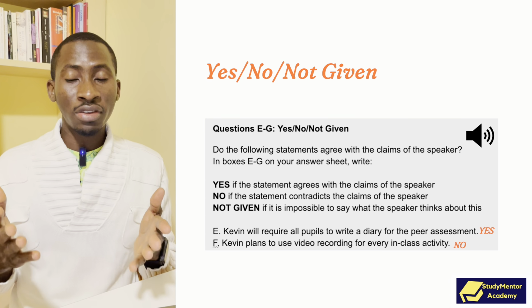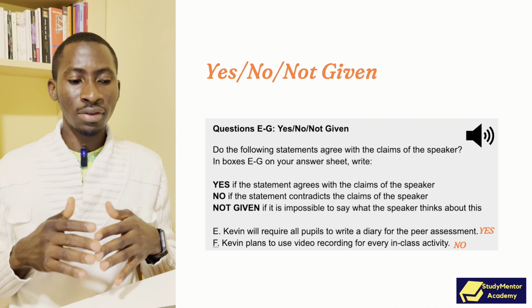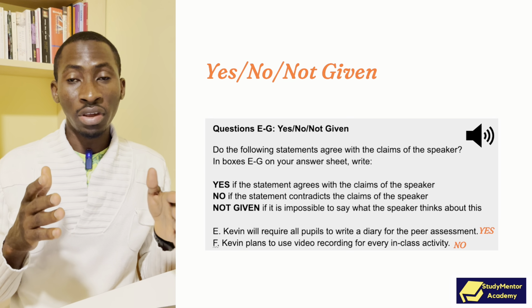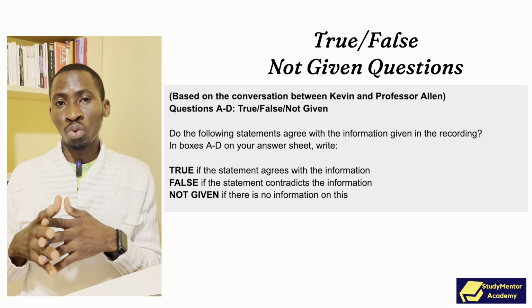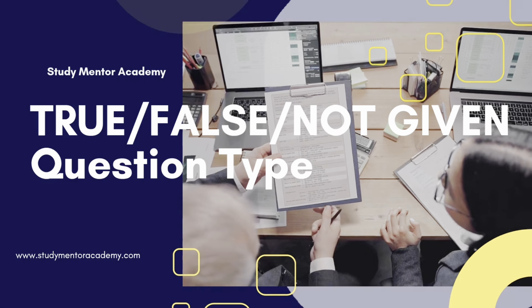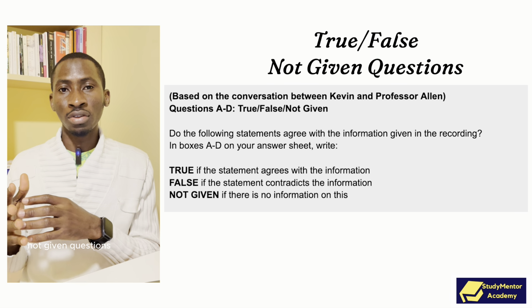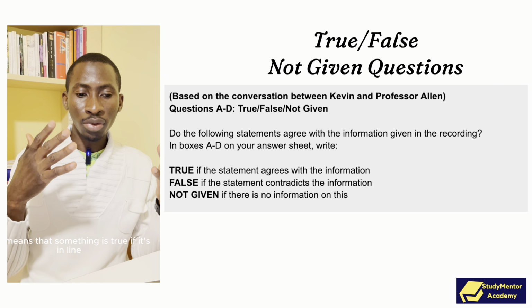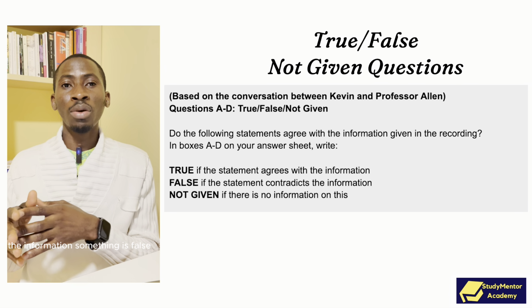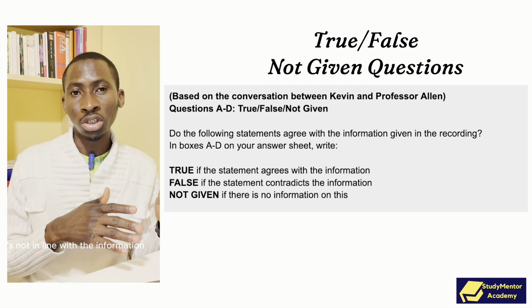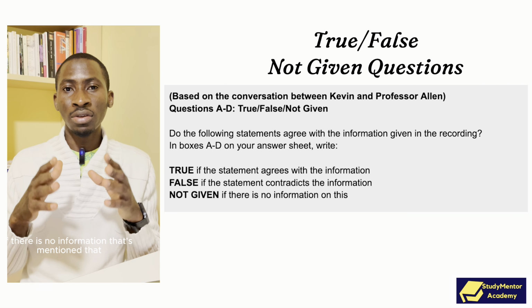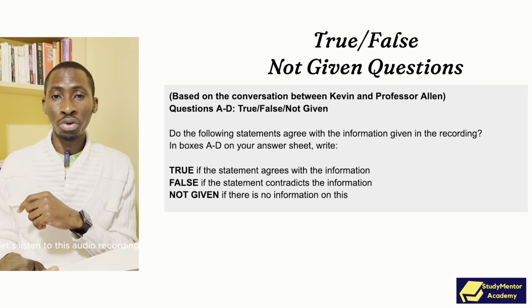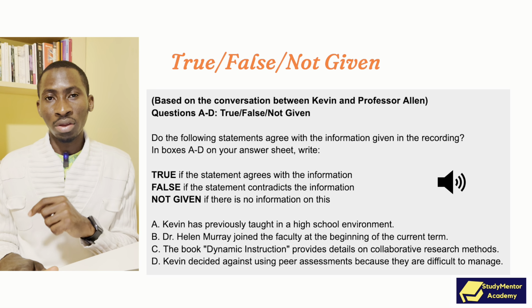Yep. Now that we've listened to the audio recording, we can find out that the first question is yes, while the second one is no. So the other part of it is true, false, not given questions. True, false, not given questions also mean that something is true if it's in line with the information, something is false if it's not in line with the information, and something is not given if there is no information that mentions that. Let's listen to this audio recording and then we answer the questions.